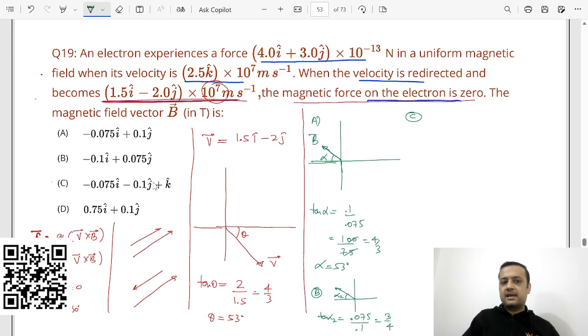Option C clearly has a k component, so that is not possible. It cannot be parallel to A. And option D, if you draw it, has both the j component and i component positive, so the magnetic field is drawn like this, which cannot be parallel to the velocity vector. So the only allowed option is option A. Basically, you can do it by option elimination itself. Otherwise, you have to assume the magnetic field vector and then use both pieces of information. That will be the long way. This is a very quick way of doing this question.